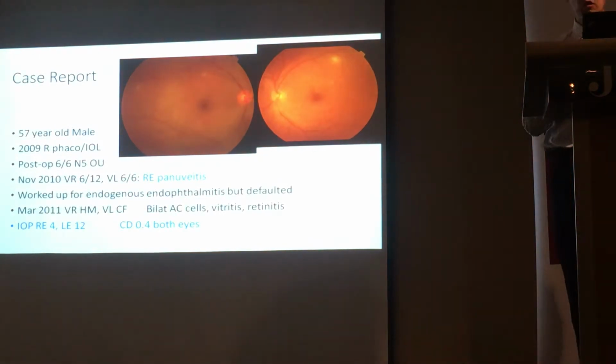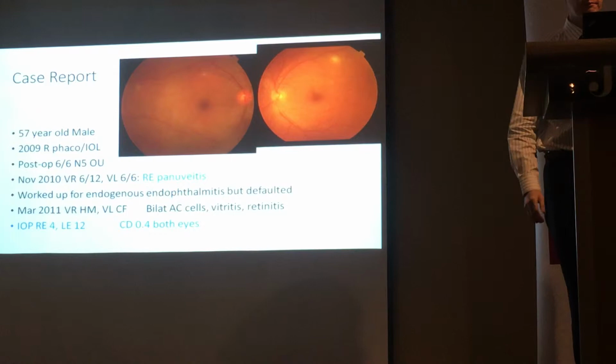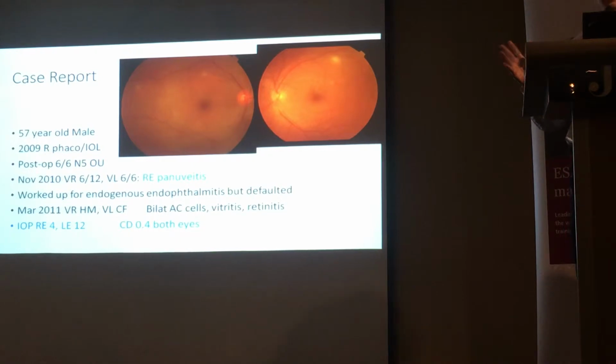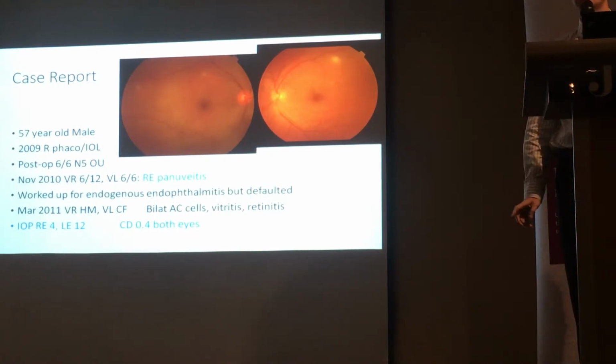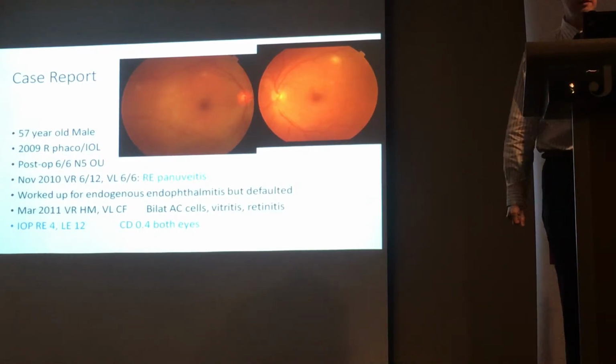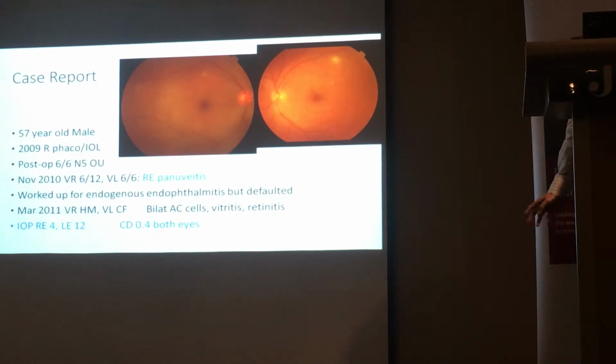Okay, so I'm going to close with a final case report. This was a 57-year-old male who had right eye cataract surgery in 2009. After surgery, he had very good vision, 6/6 and 6/5 in both eyes. In November 2010, he developed right eye panuveitis. His vision dropped a little bit in the right eye, and he was being worked up for endogenous endophthalmitis, but subsequently he defaulted. Then a few months later, he came back, in March 2011.